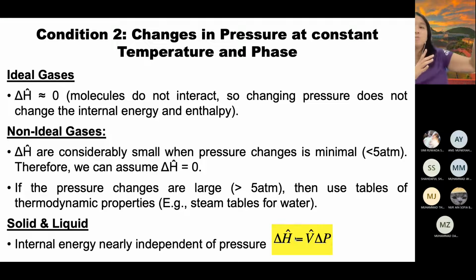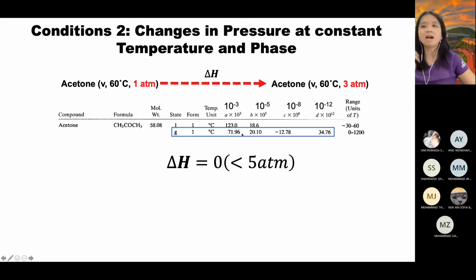The one yang saya kata negligible adalah kalau ada non-ideal gases, because I think based on your senior, and I admit it's a bit hard to find the information. Okay, so for example contohnya case ni. So acetone vapor 60 Celsius 1 atm to acetone vapor 60 Celsius 3 atm. So perubahan tekanan, right, from 1 atm to 3 atm. Since it's less than 5 atm, we deem it as negligible. So walaupun ada perubahan tekanan, tetapi delta H dia adalah kosong.